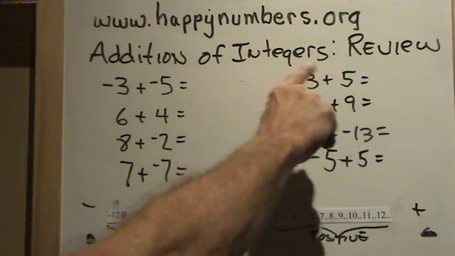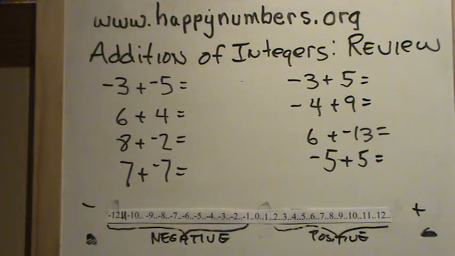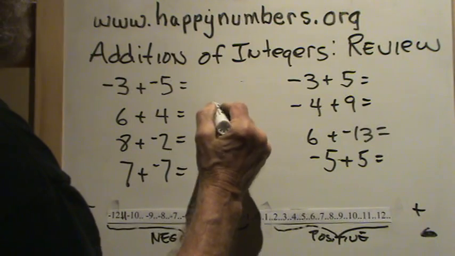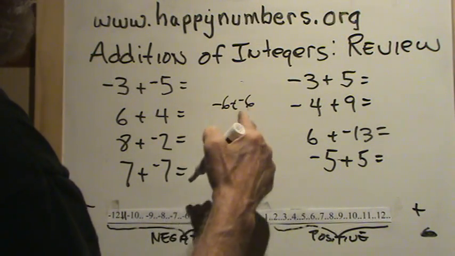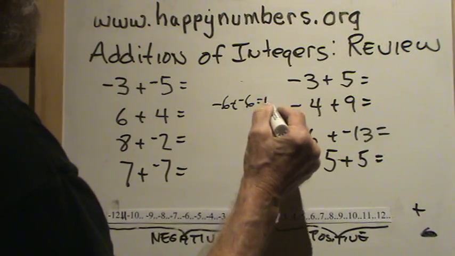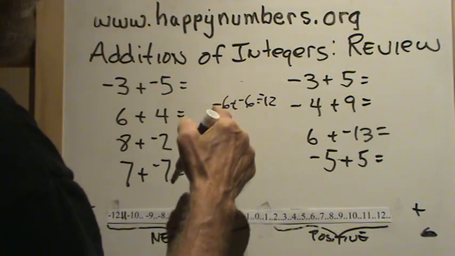Addition of integers, a review. Now again, we quickly will state the rules again. If the signs are the same, -6 plus -6, you just add the numbers and you use the common sign.